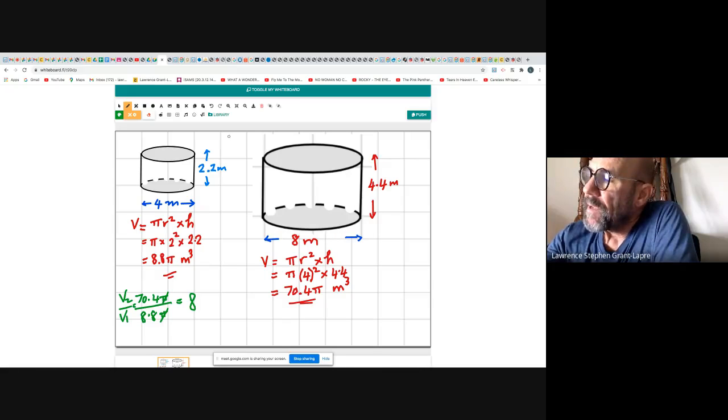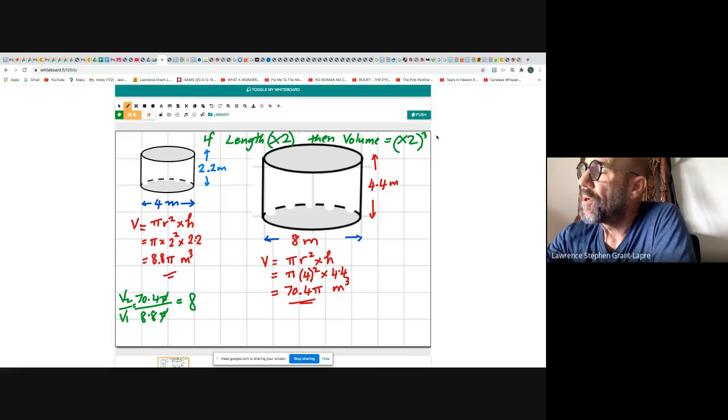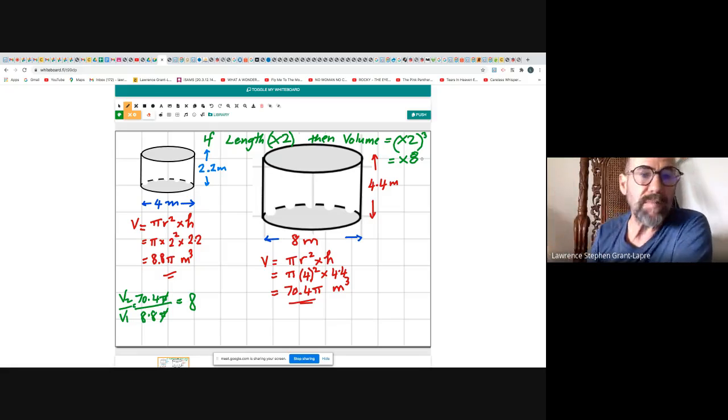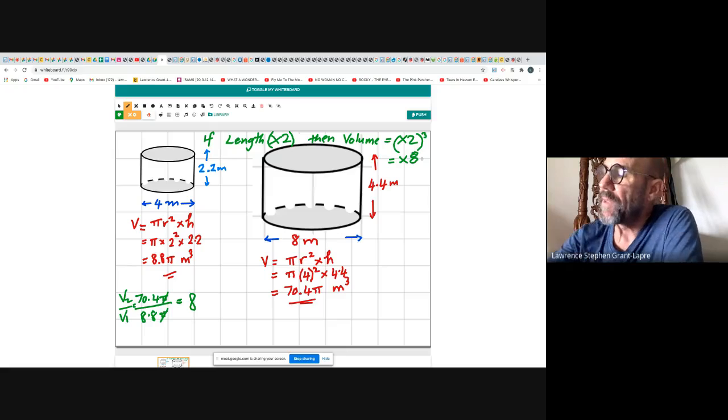See, if the length is double, then the volume is the cube of what it increased by, and 2 cubed is 8 times bigger. So the volume is 8 times bigger, not 2 times bigger. So be careful with that.